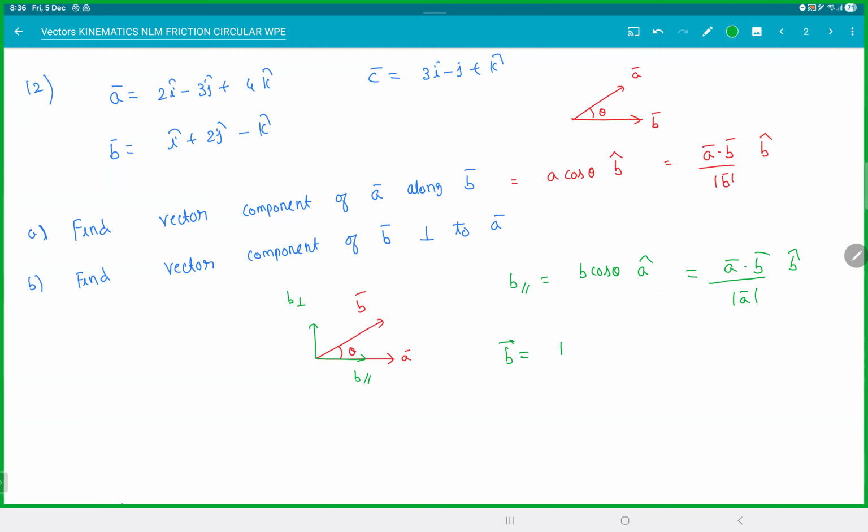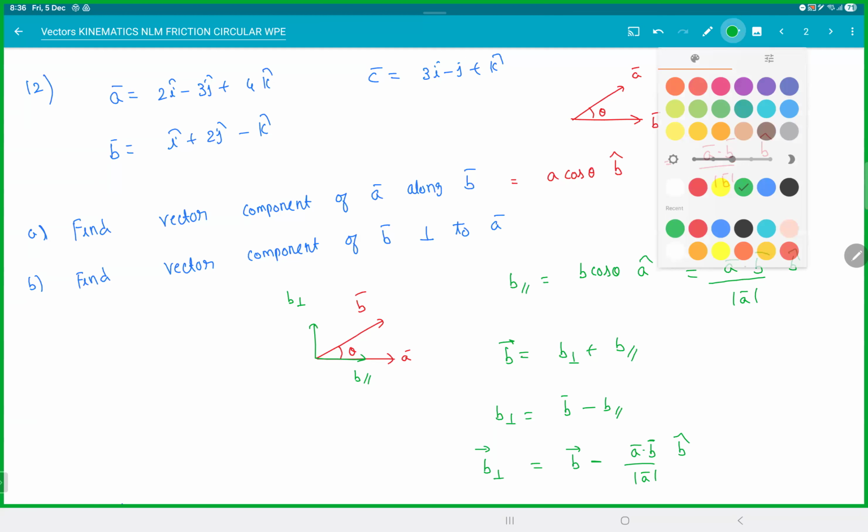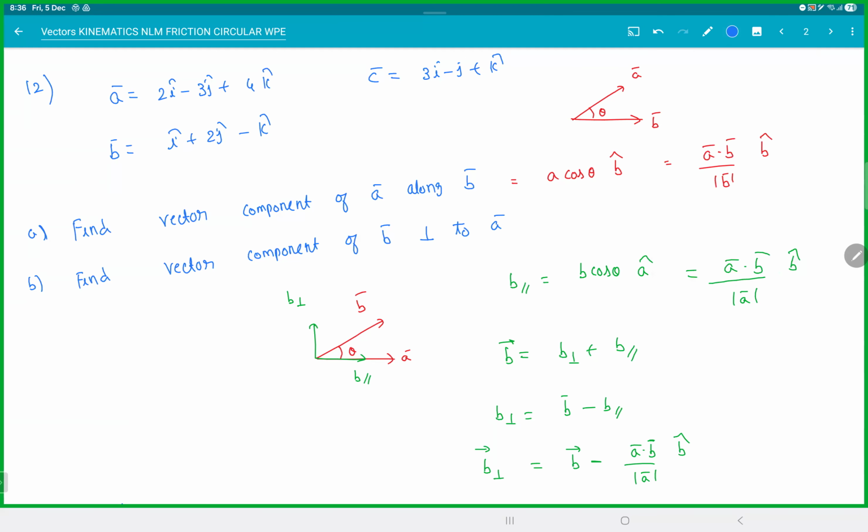So B bar is B perpendicular plus B parallel. So if you want the perpendicular component, take B bar and subtract B parallel from here. So B bar minus A bar dot B bar by mod A squared times A bar, this will give you the perpendicular component. Everyone knows how to do the parallel thing, but if they ask you for perpendicular, you just have to subtract the parallel thing from the whole vector. You will get the perpendicular component. Is that clear, everyone? Clear with this? You know the vectors. You can substitute and solve. I will leave the working to you.